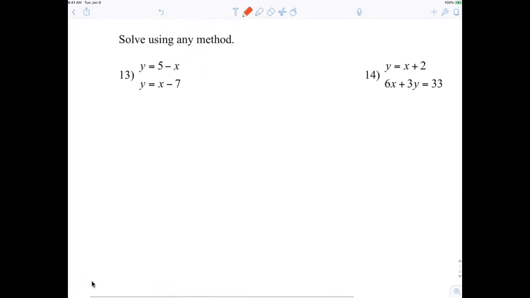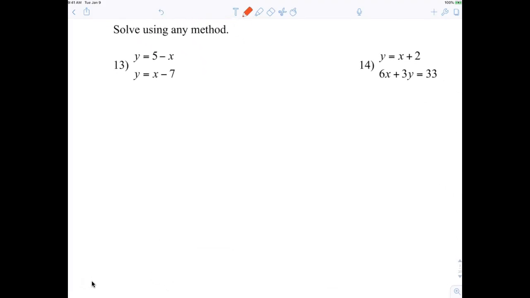All right, here we go. 13. Now, how would I do this? They're set up as y equals. So how would I solve this? Well, you could use substitution, but it might be easier to use your calculator. Yes, here we go. The reason why we're using the calculator is because it's set up y equals and y equals.